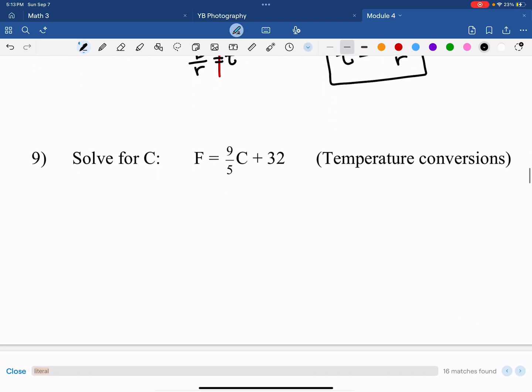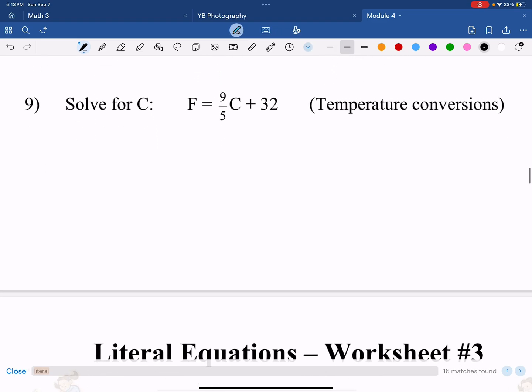Okay, number 9, one of my favorite problems. If you're unfamiliar with C and F as far as temperature, F stands for Fahrenheit and C stands for Celsius. Here in the US, we use Fahrenheit, but in places like Europe, they use Celsius. And there is a way that we convert between the two different units. So in this case, it's asking us to solve for C. Now, this one is a little bit more of a beast than the others, but not to fear, you guys just had a problem very similar to this on your quiz.